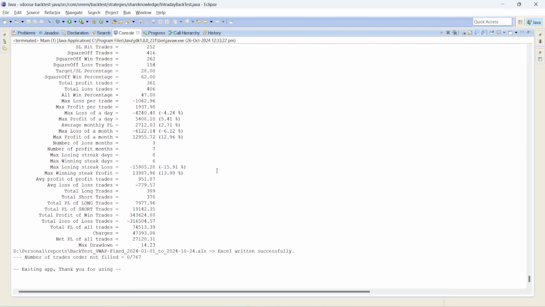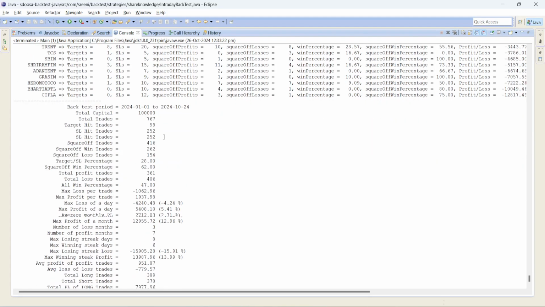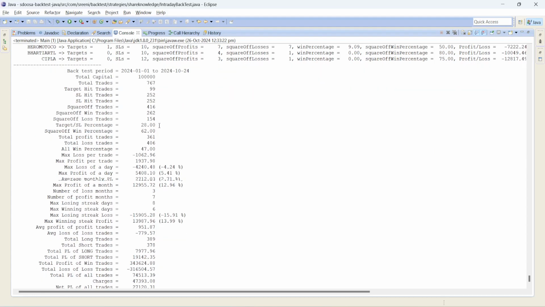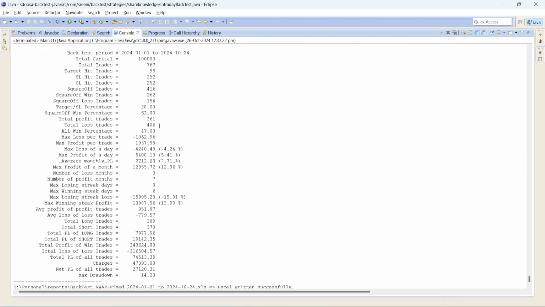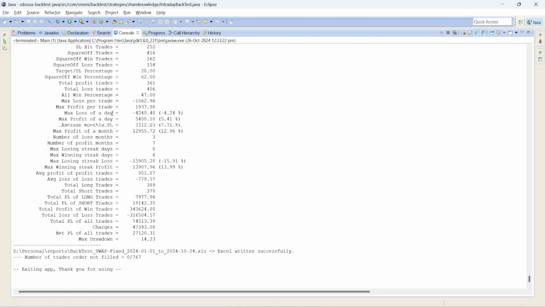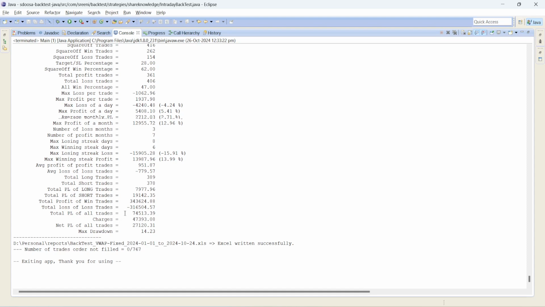Yeah, the backtest results are ready. Look at the total trade 767, out of which SL hit 252, target 99. So the target win ratio is 28%. If you look at the square of win percent is 62. And the max loss per trade 1,000 rupees because we are going to risk only 1% of the total capital. And profit is double of SL. Okay, this is a max profit 2,000. Yes, if you look at the total P&L is 74,000, of course charges 47,000.